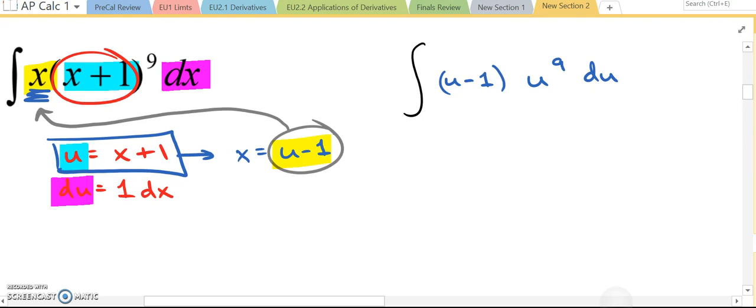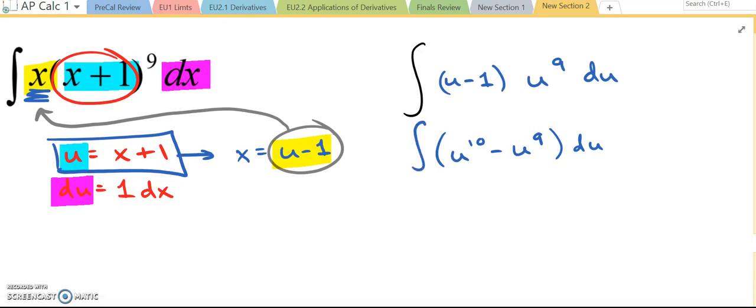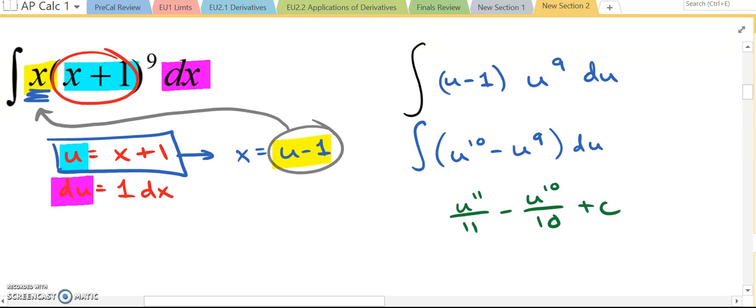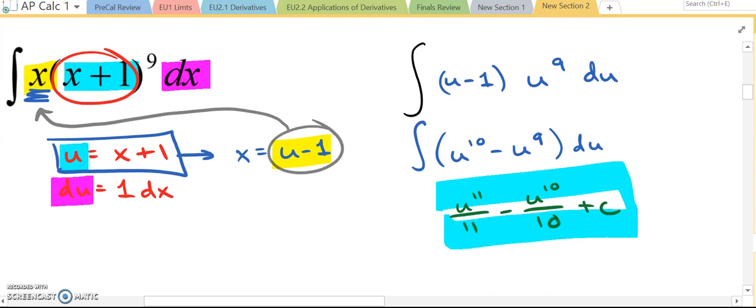I say it's simple because I can just do a distributive property and make it u to the 10th minus u to the ninth du. That's like the very first day of integration, when we talked about the power rule. We made this u to the 11th over 11 minus u to the 10th over 10 plus c. So now the question comes up: where did this plus c come from, and what are my boundaries supposed to be?